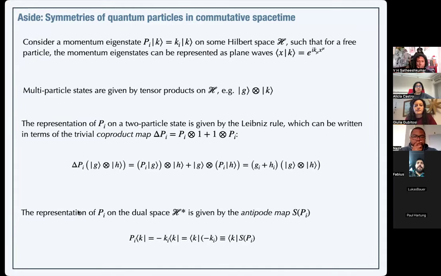And similarly, you can look at the representation of the translation generator on the dual space. And well, this is as usual minus the momentum, okay? And you can say that this is given by something that is called the antipode map. So it's the action of the translation generator on the dual space, okay? This is just another language to describe the usual story.